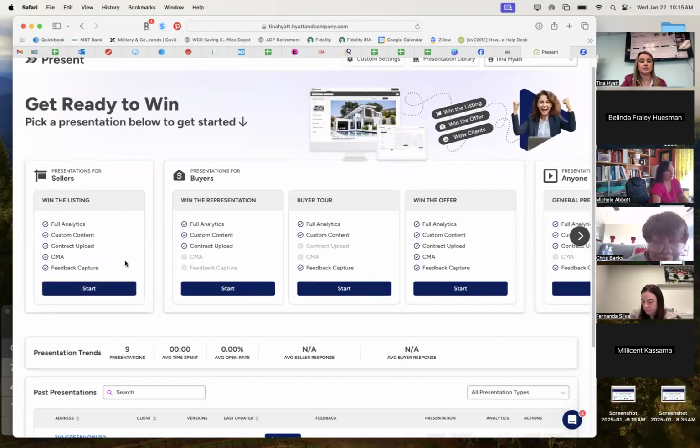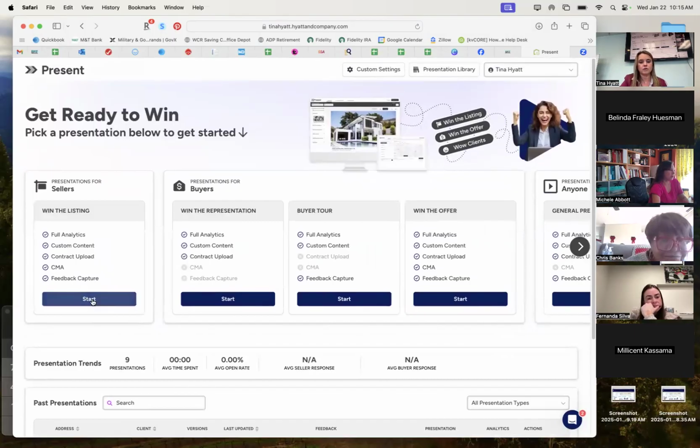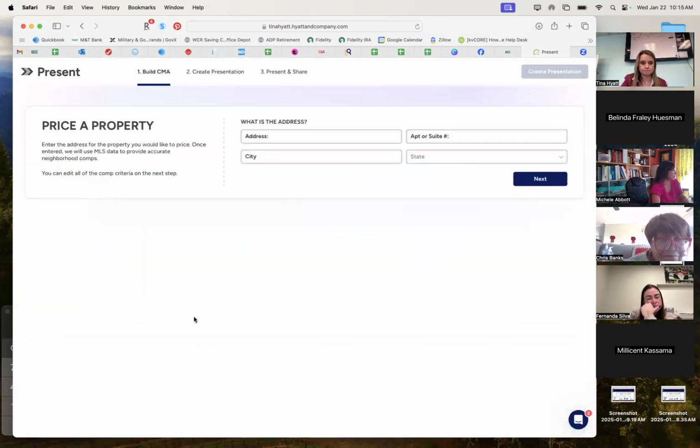But listing presentations, this tool, guys, is unbelievable. So what you're going to do is you're going to click on start. And the first thing, if you notice up here at the top, part of their listing presentation actually integrates your CMA right into your listing presentation. And it's a live data CMA.